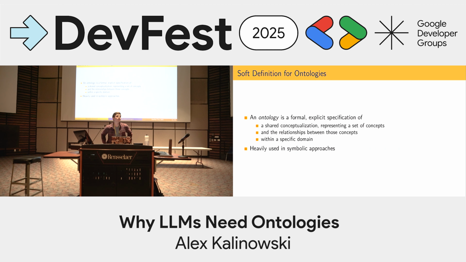So I'll give a soft definition for ontologies. An ontology is a formal and explicit specification of a shared set of concepts, really, and the relationships that can exist between those concepts. And typically, ontologies are developed to serve a certain domain. So I've worked in industry, worked at a large bank. We had an ontology that described our customers and the relationships between them, which accounts they had, things like that. And this was heavily used in those symbolic approaches that I discussed before.